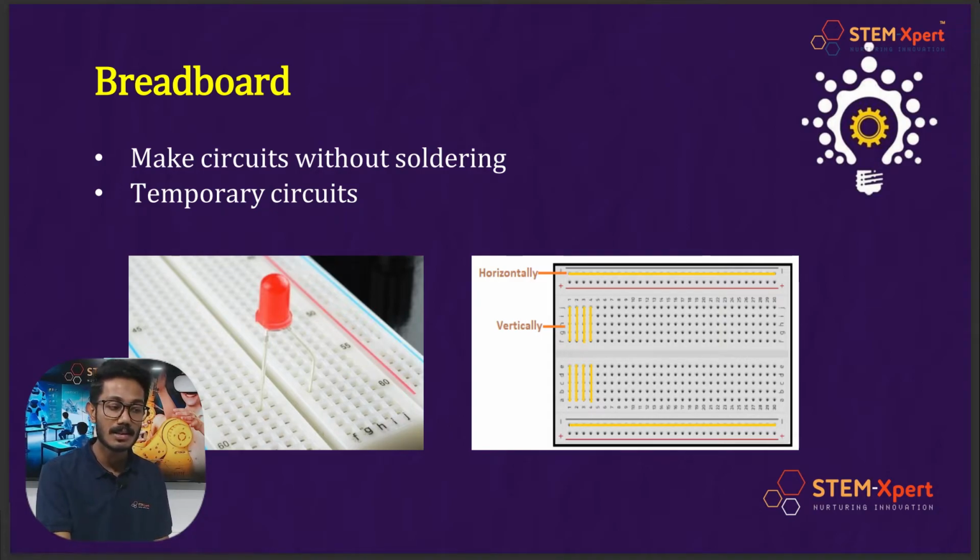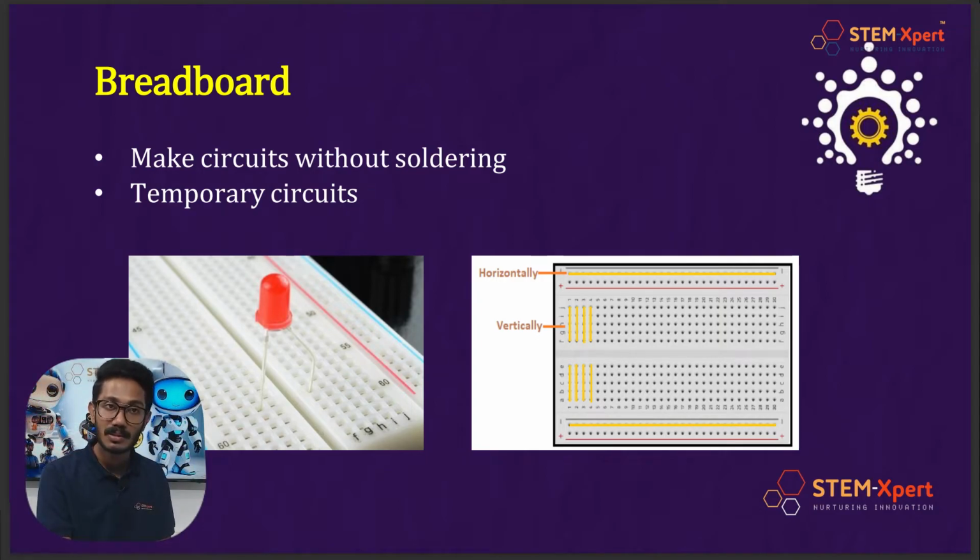So here as you can see, the connections are on the top and another end on the bottom side. So basically we can divide the breadboard into 4 basic parts. So this one is the A part and this one is the B part.